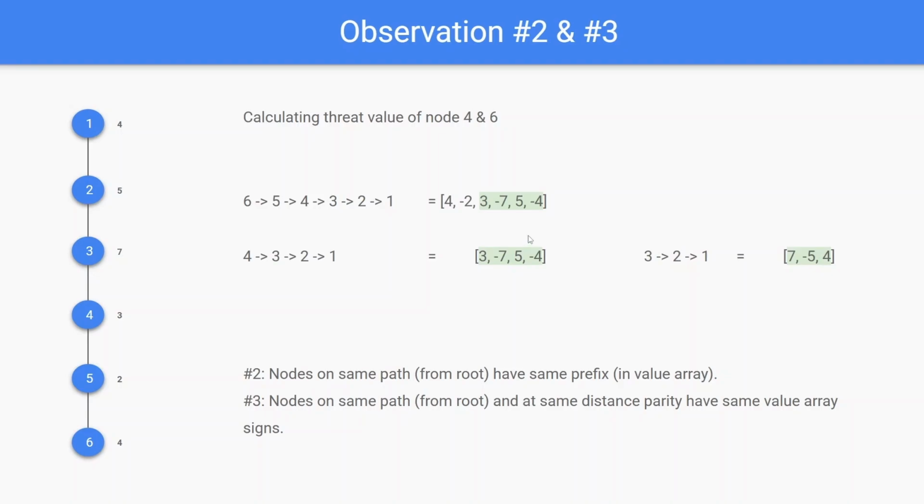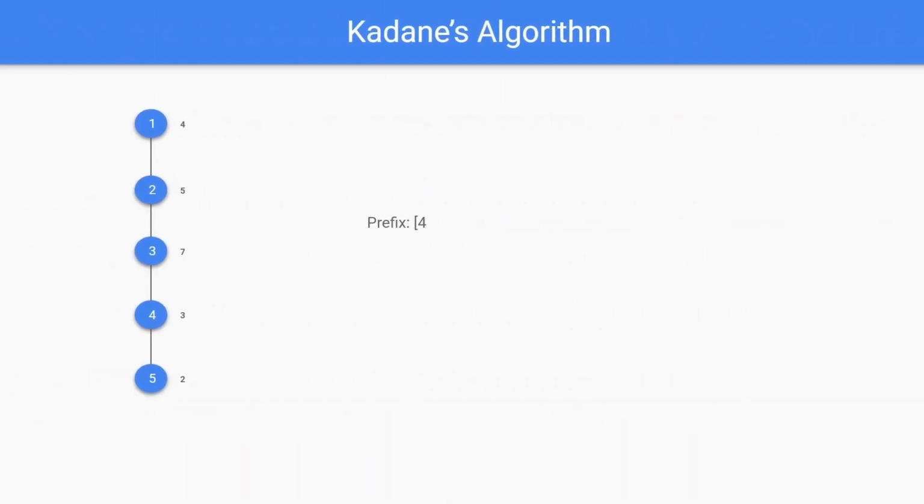So somehow we have to take care of two different things: nodes which are at the odd distances, and nodes which are at the even distances, right? So these are three important observations. Hope you understood these. Once we have these observations, we can try to build the solution, and we are going to use Kadane's algorithm.